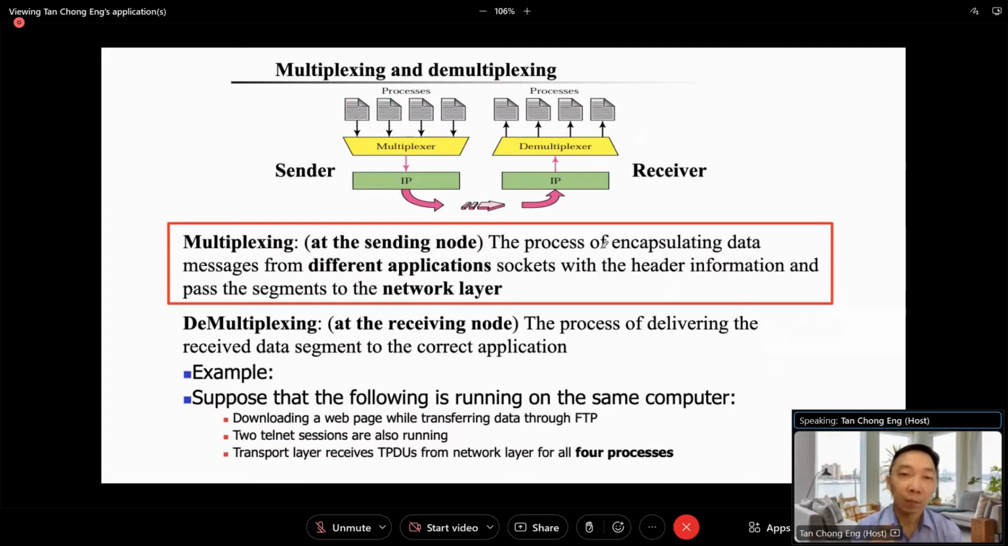Because computers can run multiple processes, and different processes will create different data ports. And when you send data out, people make use of multiplexing as one of the important processes that will help you multiplex, so that using one channel you can have multiple users' data going through at the same time.